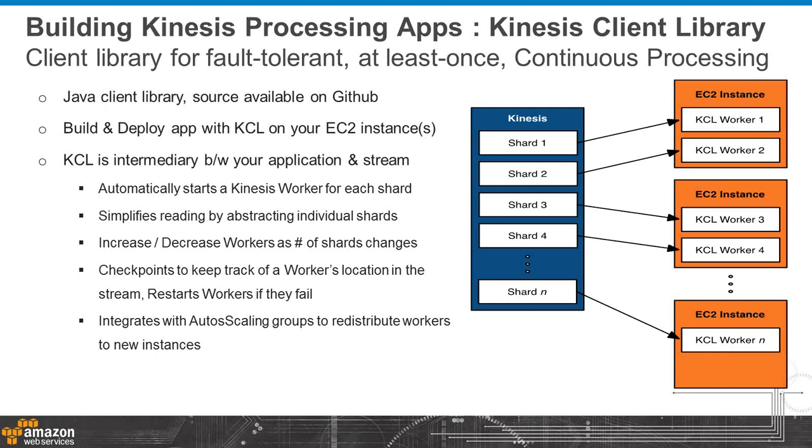The application is built with the Kinesis client library and deployed on the developer's choice of EC2 instances. They retain complete control and flexibility on making the choice of what EC2 instances are going to be the best fit for their processing applications. The client library enables the developer to focus on building the business logic and serves as the intermediary between the business-specific logic and the stream itself on which the application is operating.